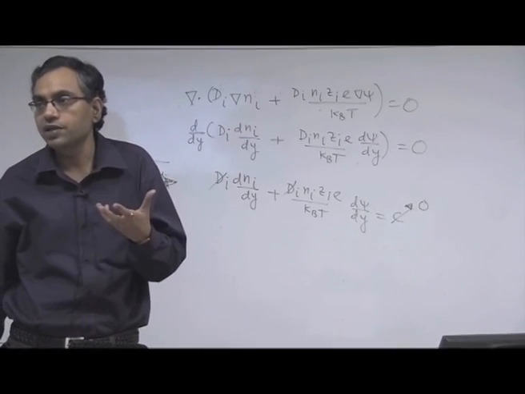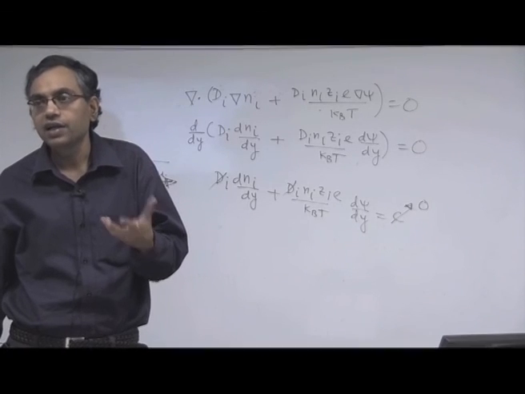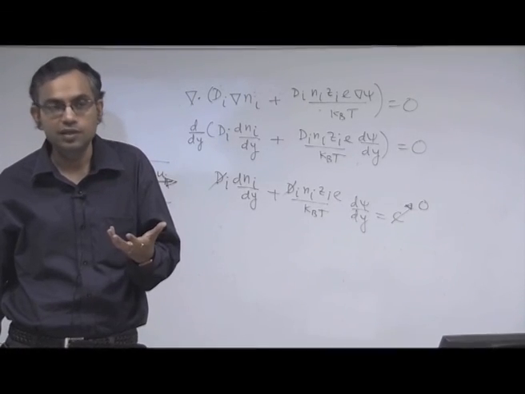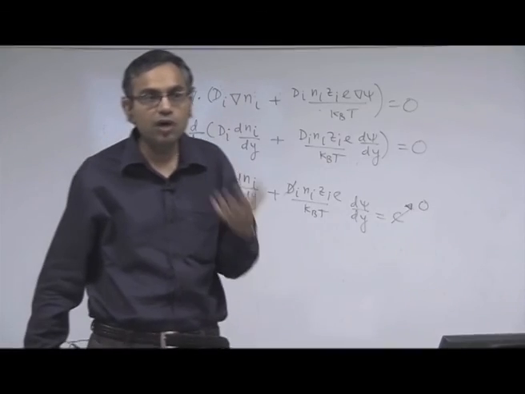If those approximations are not justified, then we can no more use the Boltzmann distribution. We will discuss more of this in the next lecture.